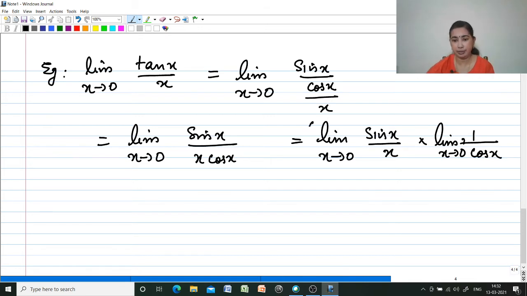Now here if I am applying the limit x tends to 0, sin x by x is 1, and here if I am giving the value for x as 0, we are getting 1 by cos 0. Cos 0 is 1, so the answer will be 1.